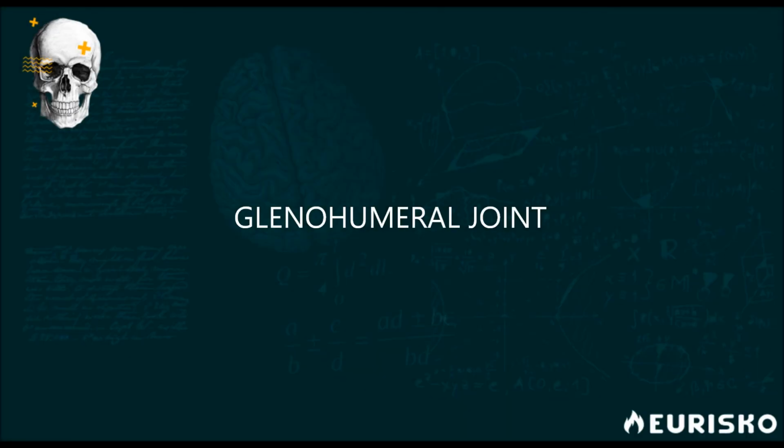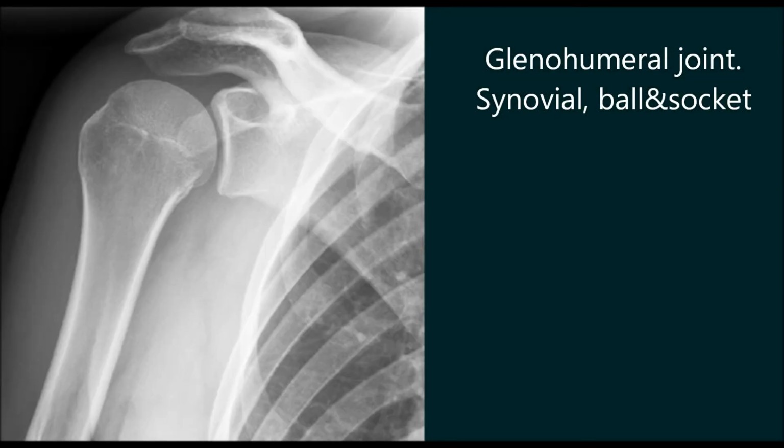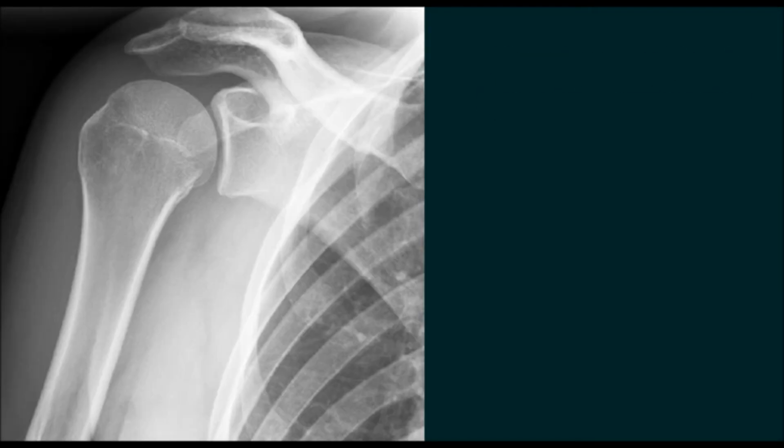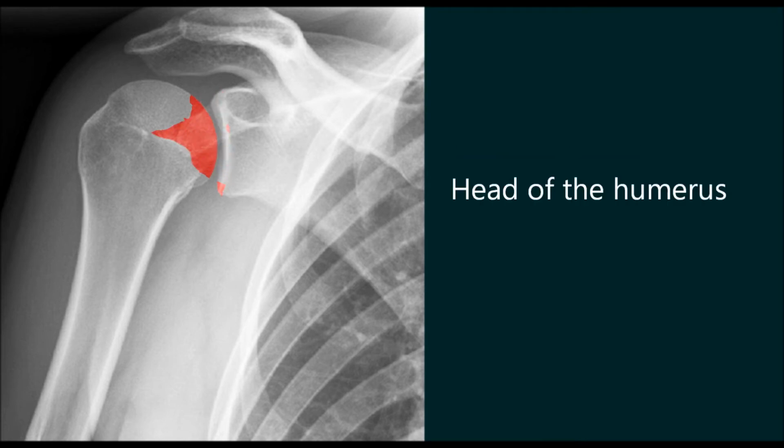Let's talk about the glenohumeral joint first. It is a synovial ball and socket. The articular surfaces are the glenoid cavity and the head of the humerus.